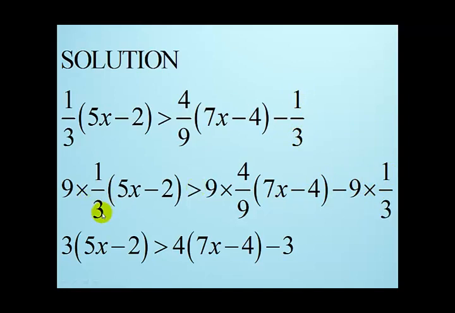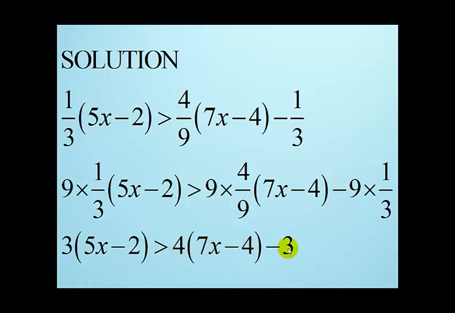Now 3 goes into 9 three times, and 3 times 1 equals 3, so we have 3(5x − 2) greater than; 9 goes into 9 once, and 1 times 4 is 4, so we have 4(7x − 4). Minus, now 3 goes into 9 three times, so we have minus 3 because of our minus here. Now we have 3(5x − 2) > 4(7x − 4) − 3.